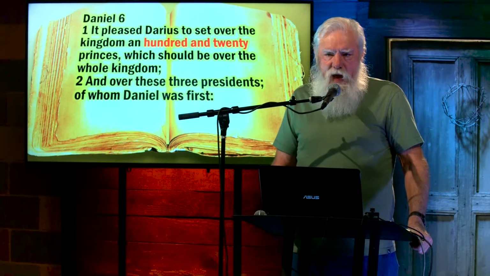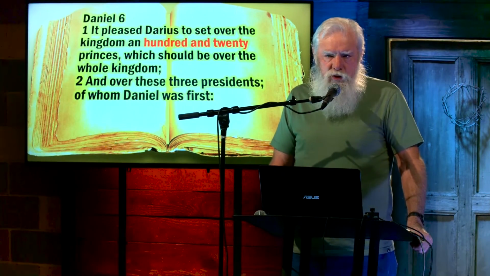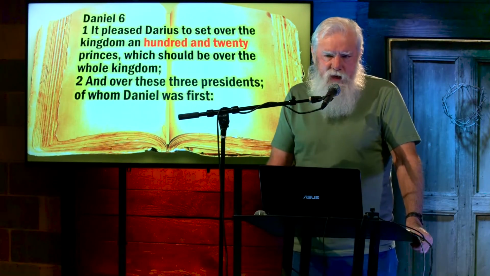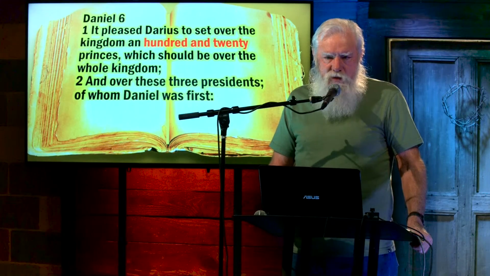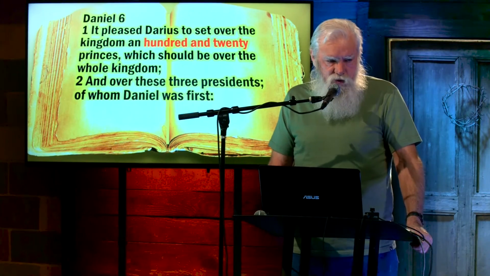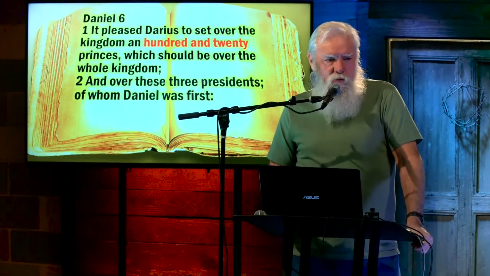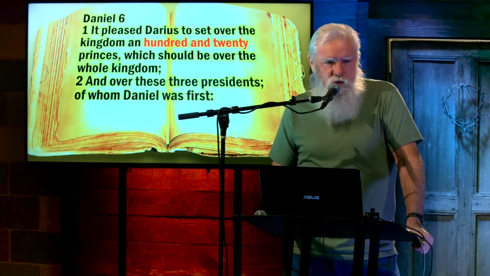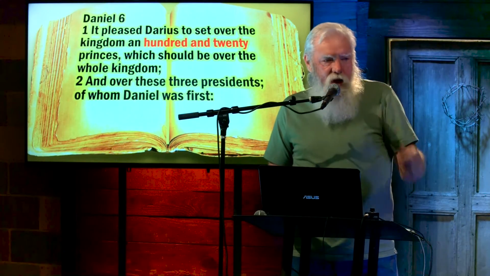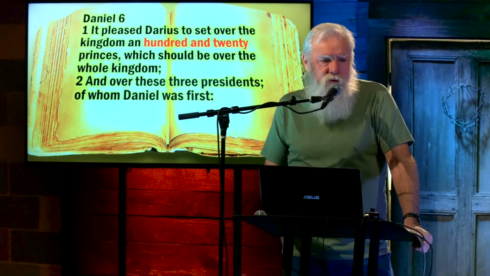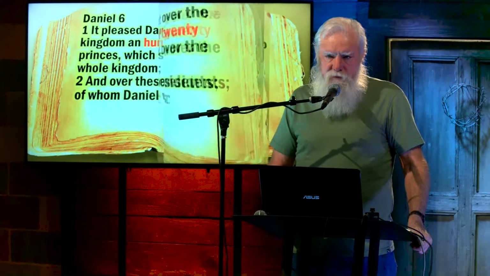It pleased Darius to set over the kingdom 120 princes, which should be over the whole kingdom. You say, but that's a heathen king. How could that be? Well, look at it. And over these, three presidents, of whom Daniel was first. So Daniel was appointed to be over these 120 that were set aside by this man Darius, whom God brought to the kingdom. And so it was a sacred number of people.